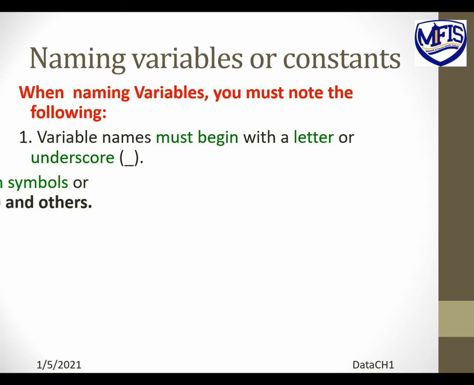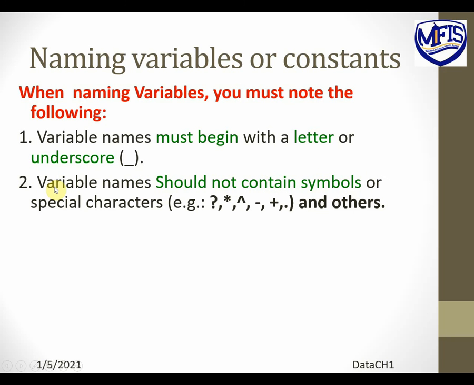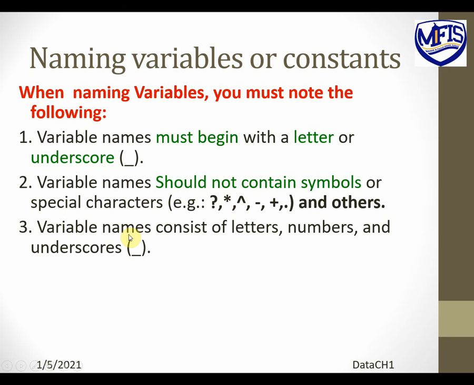The second rule is that variable names or constant names shouldn't contain any symbols or special characters such as plus, equal, question mark, asterisk, power, dash, slash, dot, space. Any special characters shouldn't be contained in the variable or constant names. The third rule is that variable or constant names consist of letters, numbers, and underscore, but must begin with a letter or underscore.